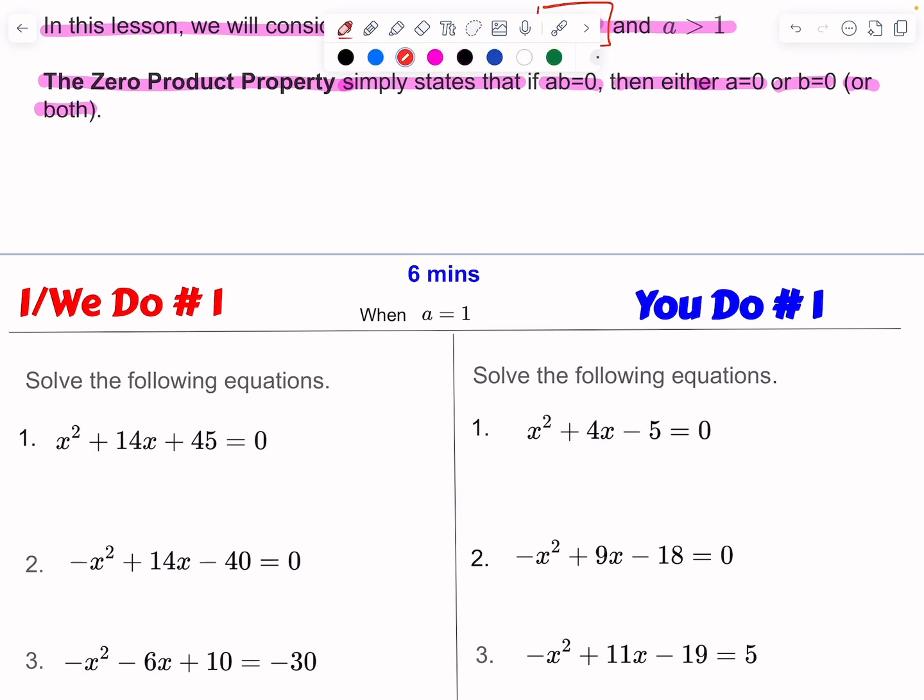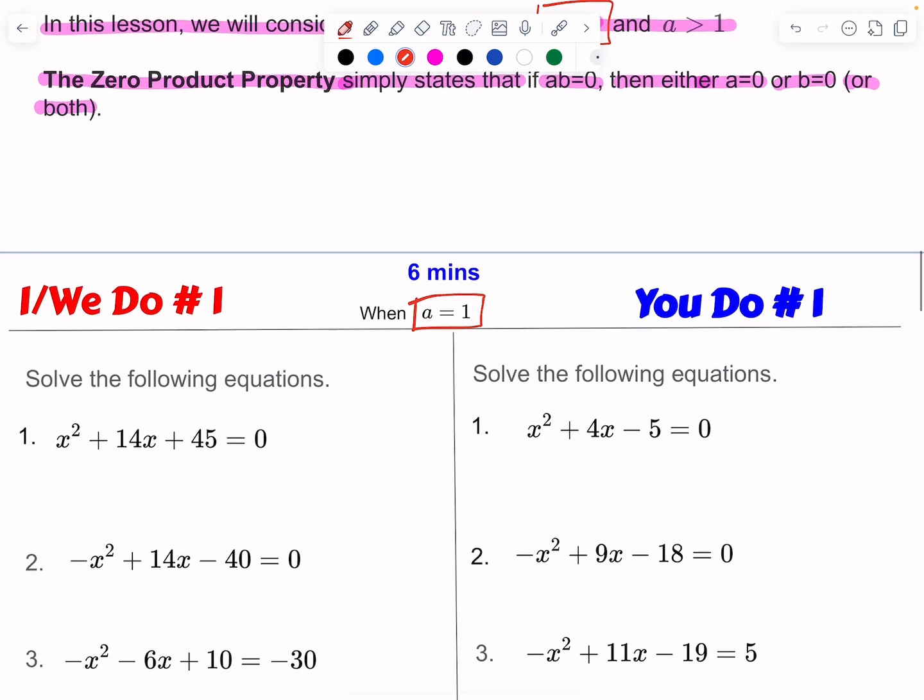As I said, we're looking at a case where a is equal to 1. Notice my a right here is 1, so I am good on that one. And then what do I do? The next thing I have to do is ask myself, what are the two numbers that, if I add them, should equal 14, and if I multiply the same two numbers, should equal 45?